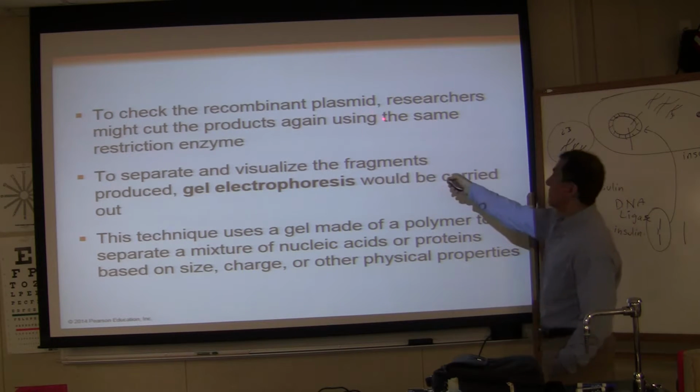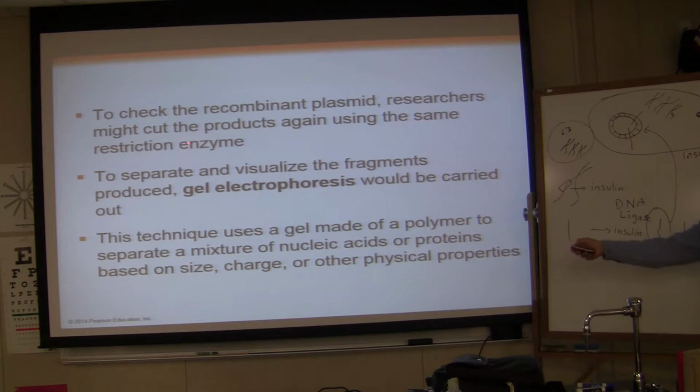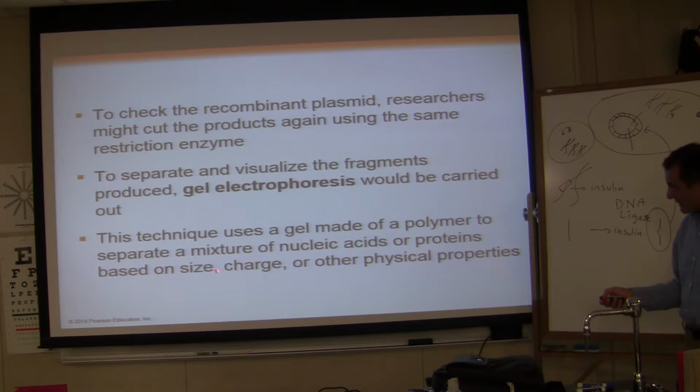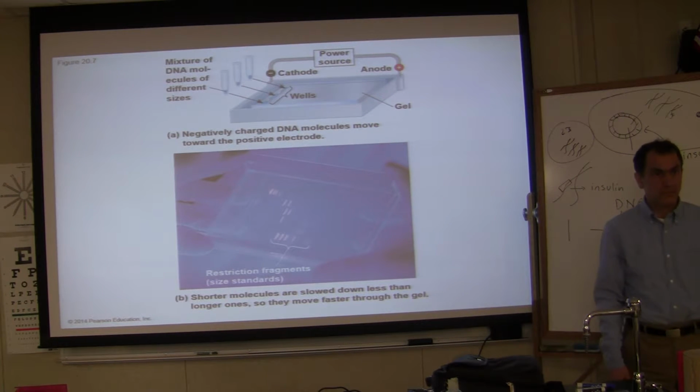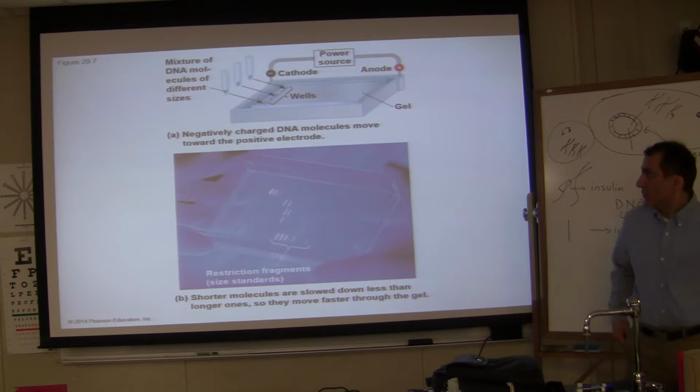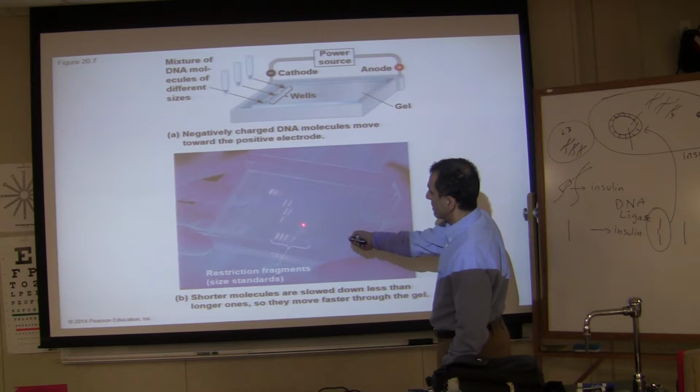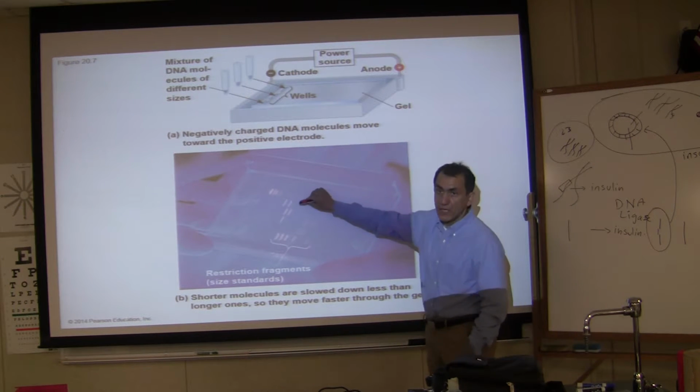To check the recombinant plasmid, researchers might cut the products again using the same restriction enzymes, and to visualize the fragments produced, gel electrophoresis would be carried out. This technique uses a gel made up of polymers to separate a mixture of nucleic acids or proteins based on size, charge, and physical properties. Okay, so they load it up right here. Let's talk about the cartoon first, then I'll talk about the real picture. And that's what you're gonna do today.